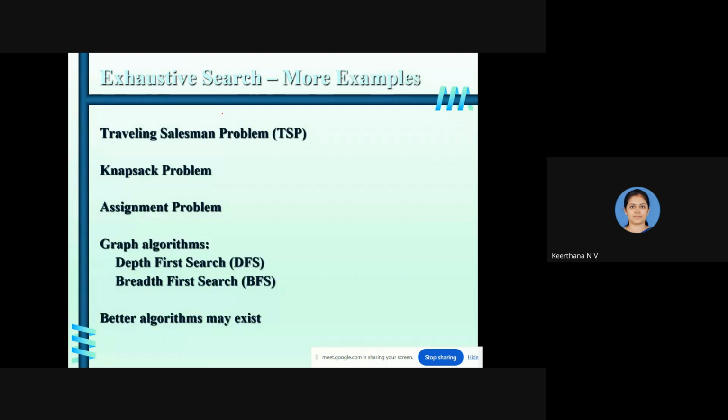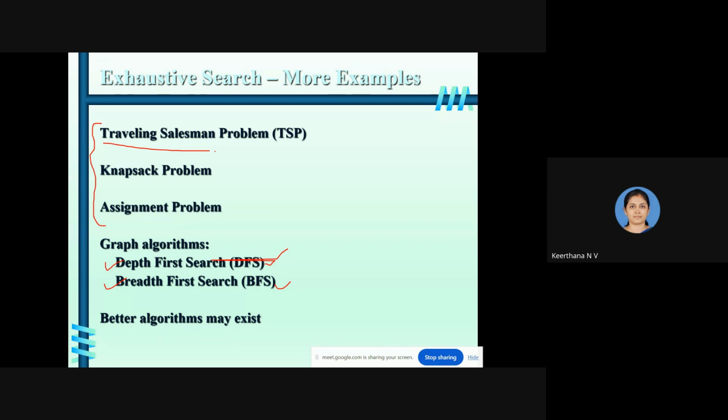There are some examples of exhaustive search that I have represented. If you consider graph algorithms, DFS and BFS also come under exhaustive search. Depth first search searches all the nodes in a graph. Breadth first search visits all the nodes connected to a node. I'm not going to discuss this today. I will be discussing these three problems in exhaustive search.